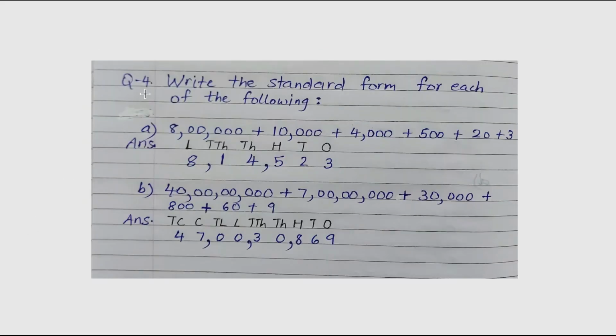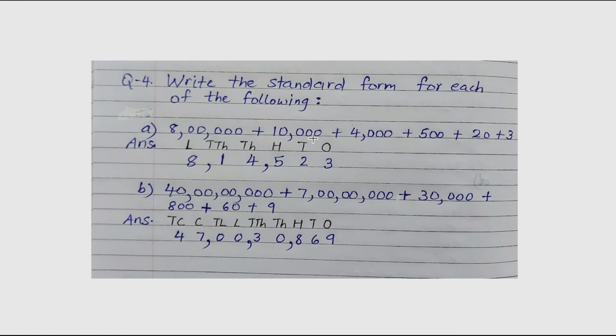Now, in question 4, you have to write the standard form for each of the following. So, the expanded form of the numbers are given and you have to write the standard form of the numbers. So, over here, if we look at this first figure, we have 8 followed by 5 zeros. This is 8 lakh. So, you will note down the places over here till the lakhs place, from ones till lakhs place. And then we have 8 lakh over here. So, in the lakhs place, you will write 8.